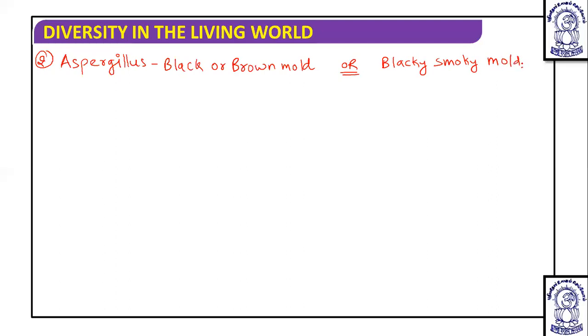Now, when we talk about Aspergillus, we have to talk about some of its species. One known species that you should remember is Aspergillus fumigatus. It is a species that causes many diseases in humans and cattle, and it is known for causing the disease aspergillosis.